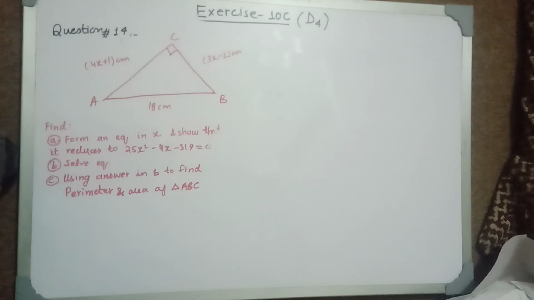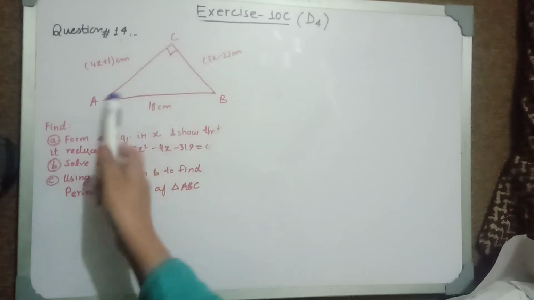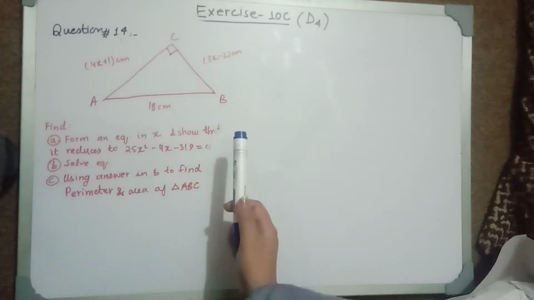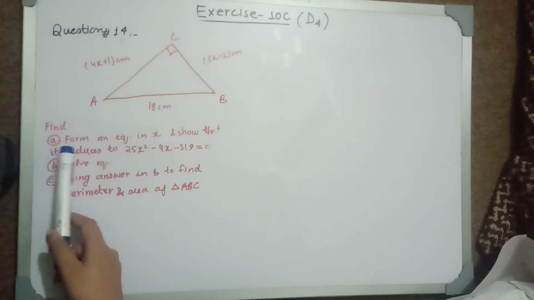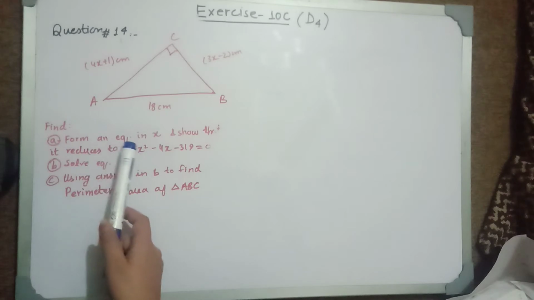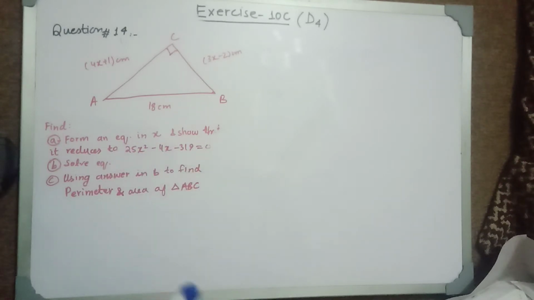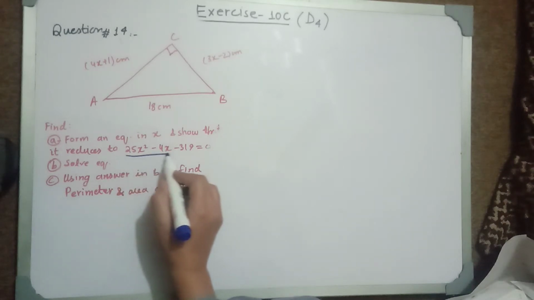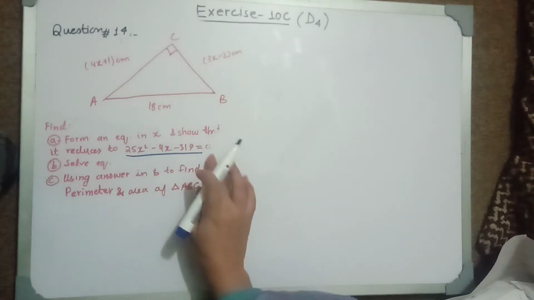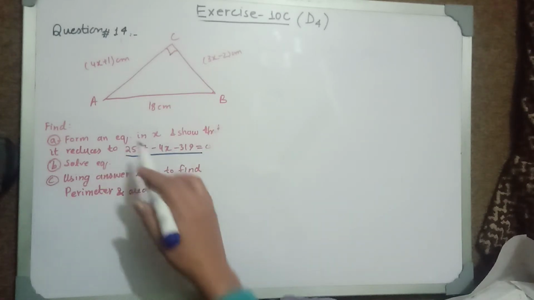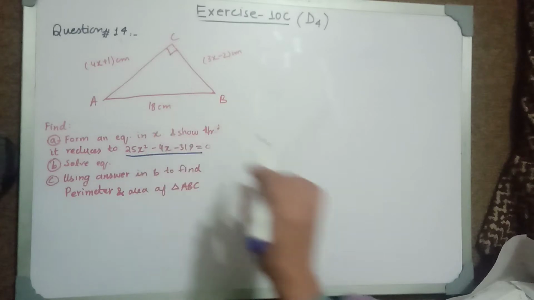We are starting question number 14 of exercise 10C, right? And as you can see in the figure, it's a right angled triangle with a right angle at point C, and you're given all the sides of the triangle. Now look at part A, in which you're asked to form an equation in x and show that it reduces to this equation. We are required to form an equation of x in this form that, when we simplify it, takes this form, by using the information given in this triangle.